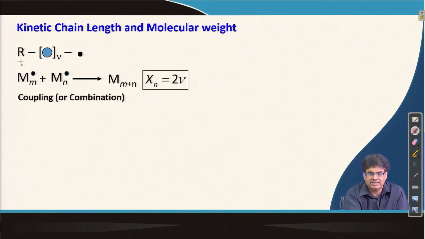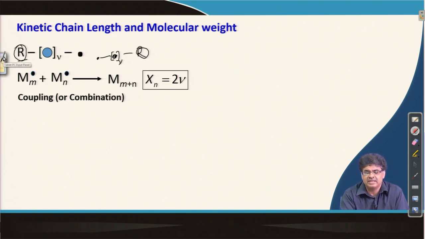I have one on this side, and there is another on the other side. So, if these two react, I get a single polymer chain, and in this case at two ends, I have two initiator residues.